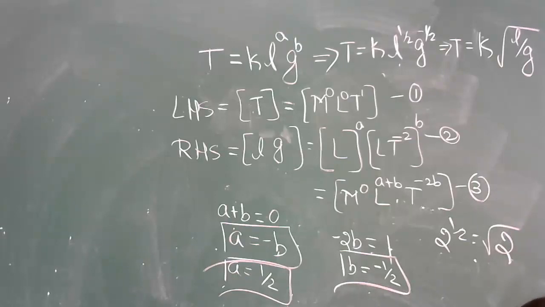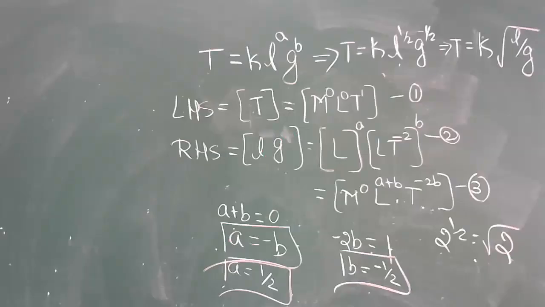Next, you need to take LHS and RHS. So LHS is equal to, what will you write? What is the LHS term? See, it is T, correct? T you are writing, which is equal to, what is the dimension formula for time period T? It is M raised to 0, L raised to 0, T raised to 1, right? Next, RHS is equal to, what is your RHS? It is L raised to a into g raised to b.